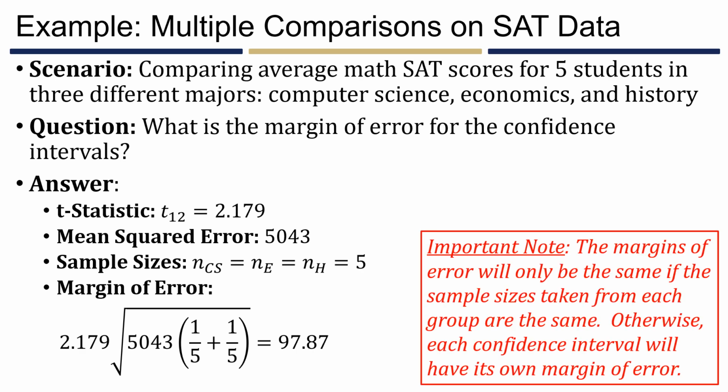Now, I want to point out here that the margins of error for these confidence intervals are all going to be the same because all 3 of our sample sizes were the same. If we have different sample sizes in each group, then we're going to have different margins of error. So each individual confidence interval's margin of error will have to be calculated out separately.